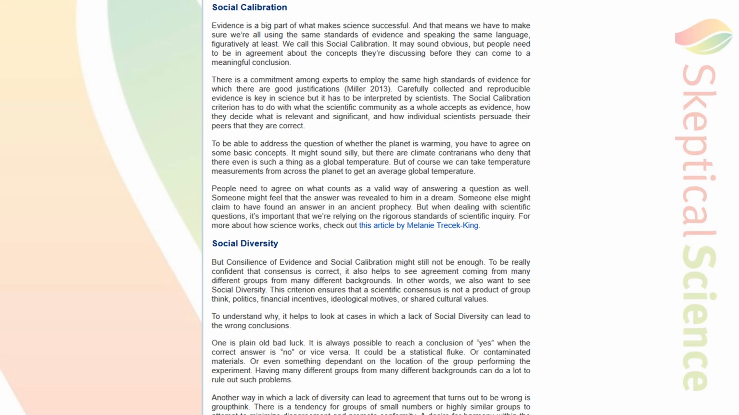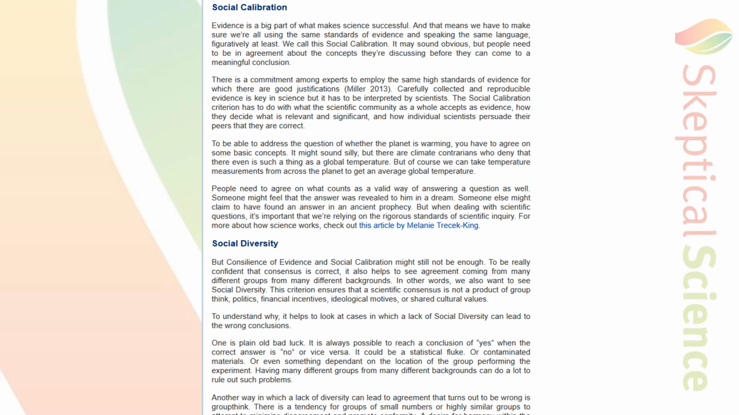Social calibration. Evidence is a big part of what makes science successful. And that means we have to make sure we are all using the same standards of evidence and speaking the same language, figuratively at least. We call this social calibration. It may sound obvious, but people need to be in agreement about the concepts they are discussing before they can come to a meaningful conclusion.